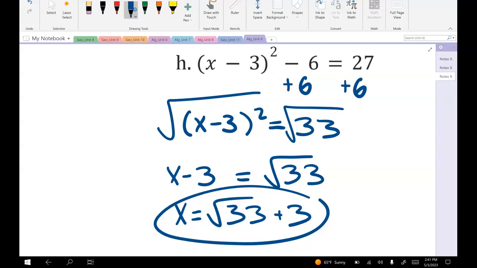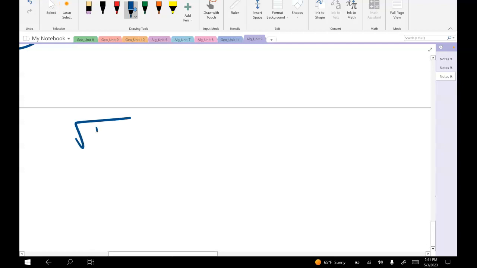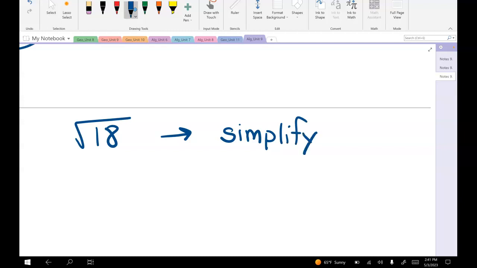All right, before you jump into your pink sheet, just a few notes on the homework. Square root of 18 you'll get as an answer for one of them. Square root of 18, you have to make sure that you simplify it. I'm not going to tell you how to simplify it, but a perfect square can go into that evenly. So make sure you're simplifying.